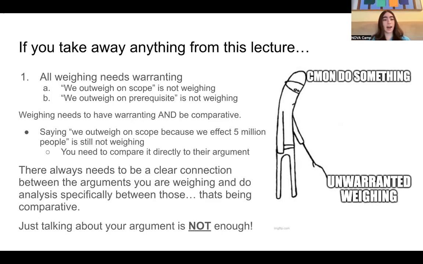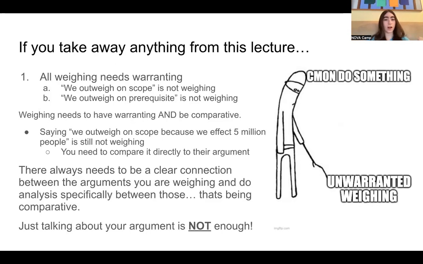Some people will say, I quote, "we outweigh on scope because our scope is bigger." That's not warranted. What does that mean? A lot of debaters will use these buzzwords and replace warranting and actual logic with it. So weighing needs to have warranting and it needs to be comparative.